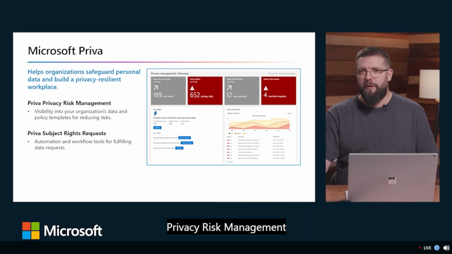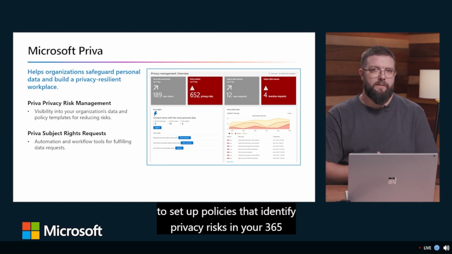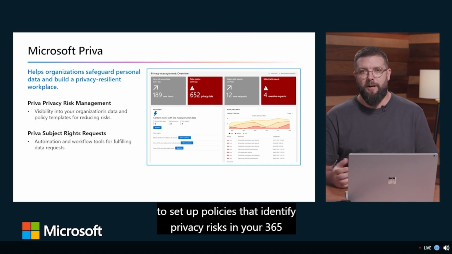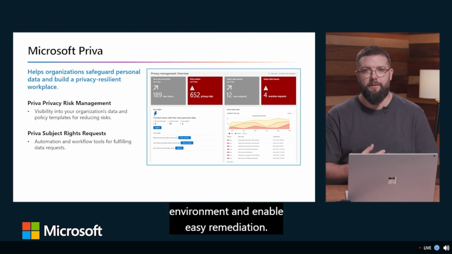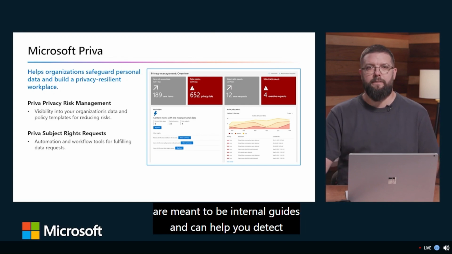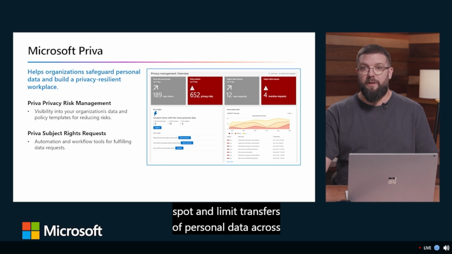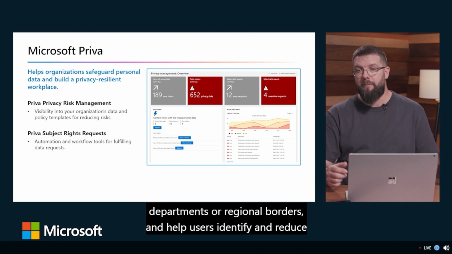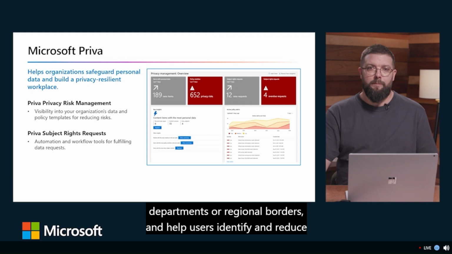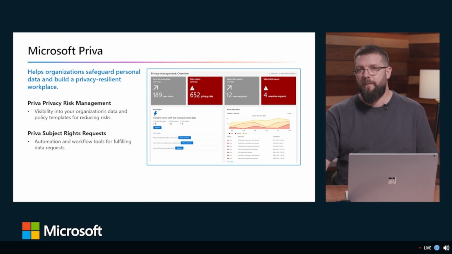Privacy Risk Management in Microsoft Priva gives you the capability to set up policies that identify privacy risks in your 365 environment and enable easy remediation. Privacy risk management policies are meant to be internal guides and can help you detect overexposed personal data so that users can secure it, spot and limit transfers of personal data across departments or regional borders, and help users identify and reduce the amount of unused personal data that you store.